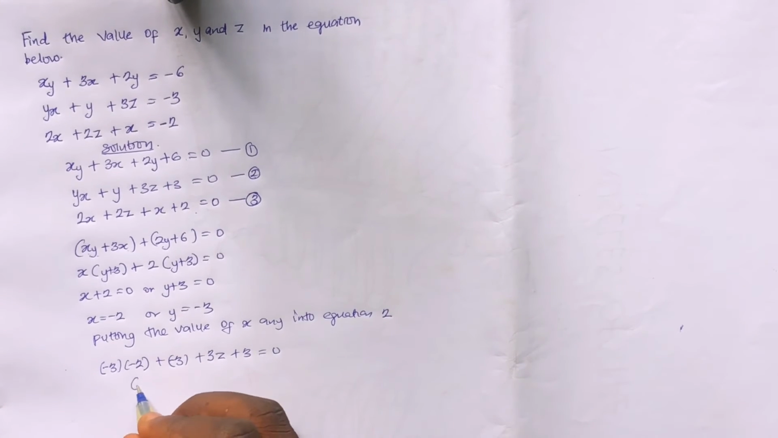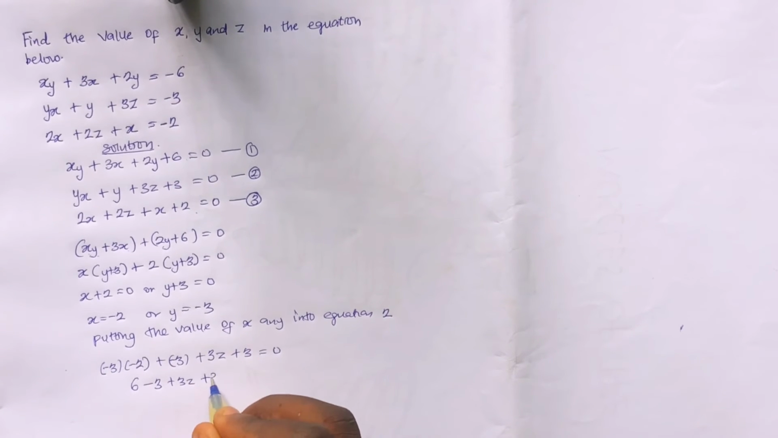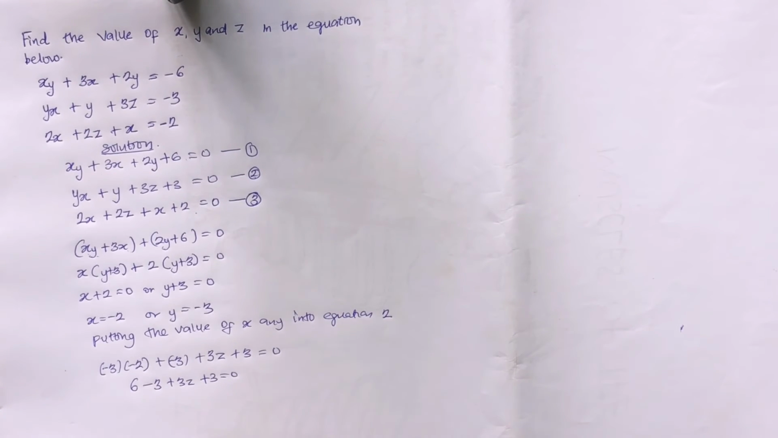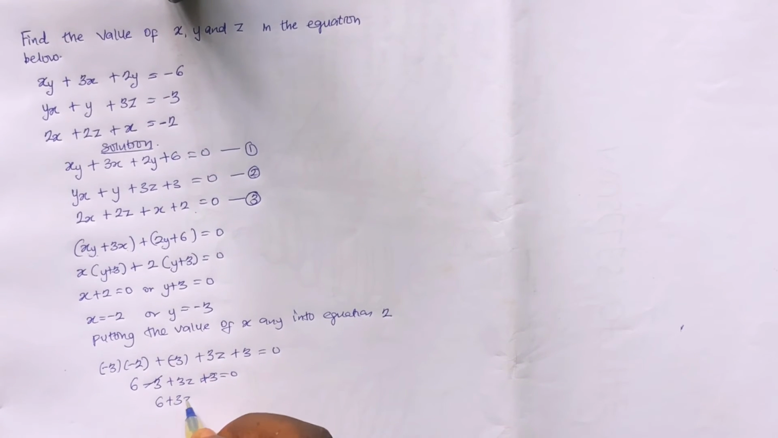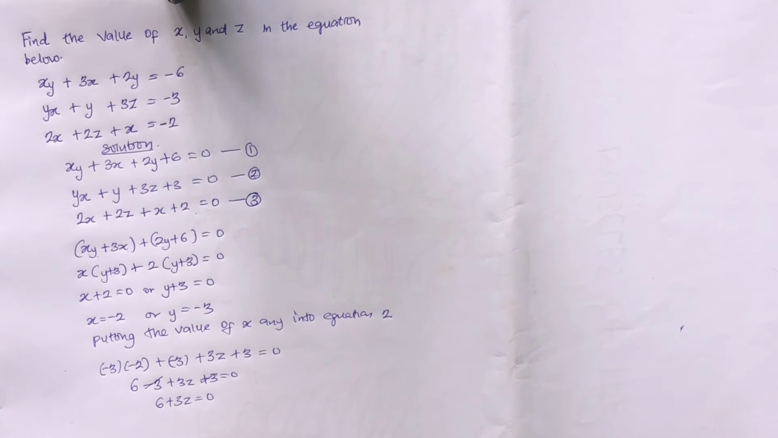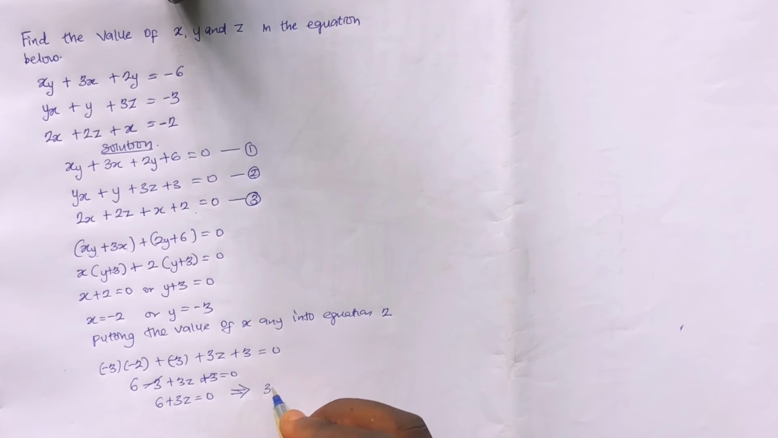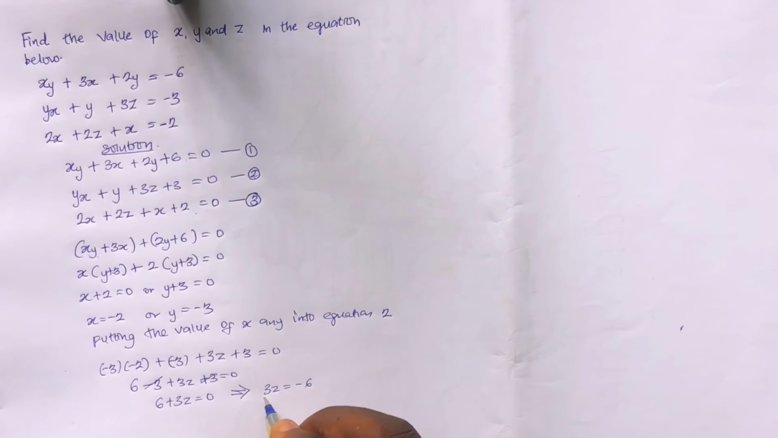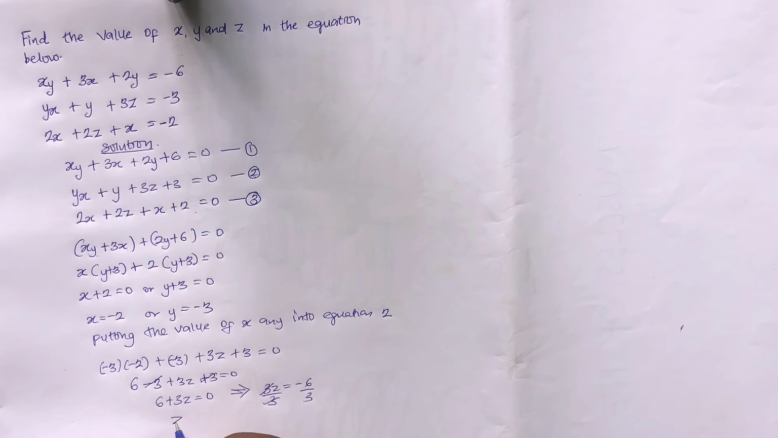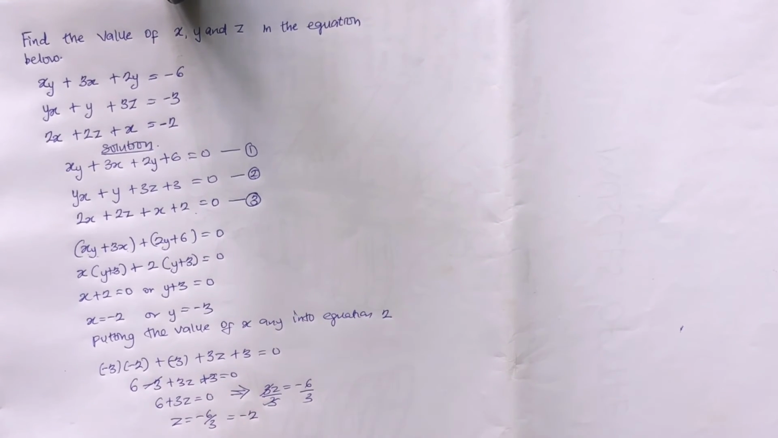Then this is actually 6 minus 3 plus 3z plus 3 equals 0. This will cancel out this, so I have 6 plus 3z equals 0. Then 3z equals minus 6. Divide both sides by 3, and I have z equals minus 6 over 3, which is minus 2.